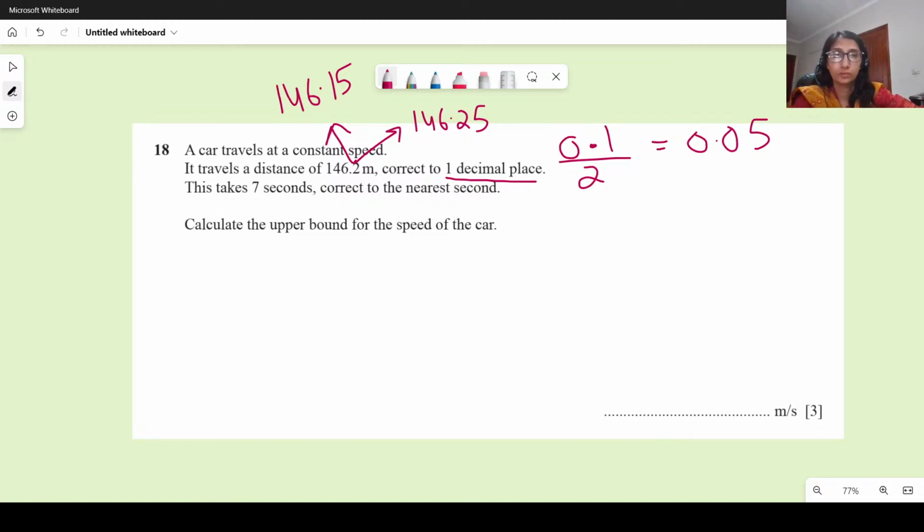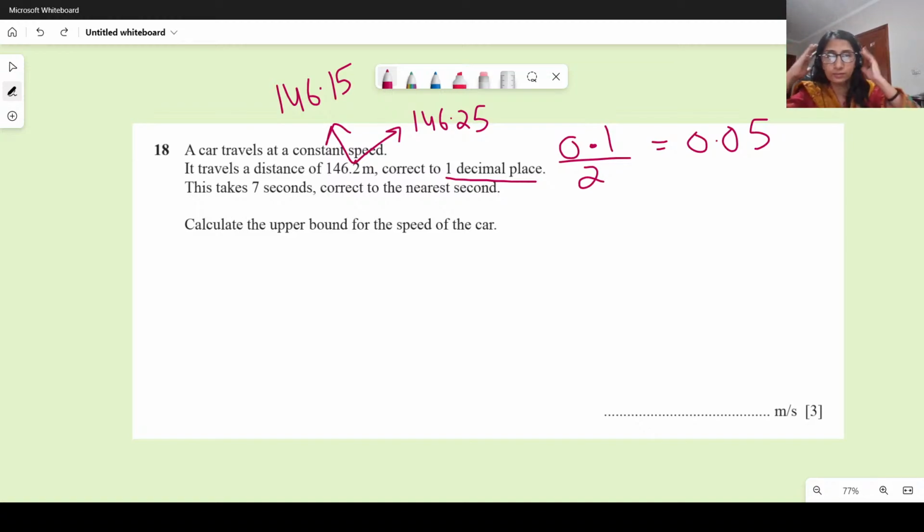The lower bound distance is 146.15 and the upper bound distance is 146.25. How did I get that? One decimal place is 0.1. 0.1 divided by 2. You always start with dividing by 2. 0.1 divided by 2 is 0.05, and then when we add 0.05 to the original value, we get the upper bound. When we subtract it, we get the lower bound.